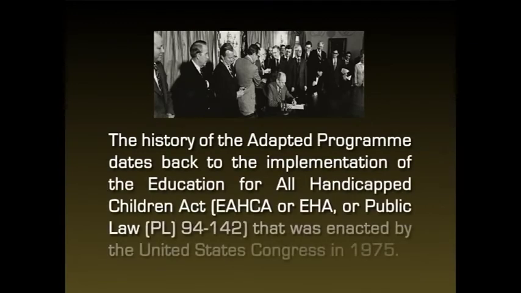The history of the adapted program dates back to the implementation of the Education for All Handicapped Children Act, sometimes referred to by using the acronyms EAHCA or EHA, or Public Law 94-142, that was enacted by the United States Congress in 1975. This act required all public schools accepting federal funds to provide equal access to education and one free meal a day for children with physical and mental disabilities.